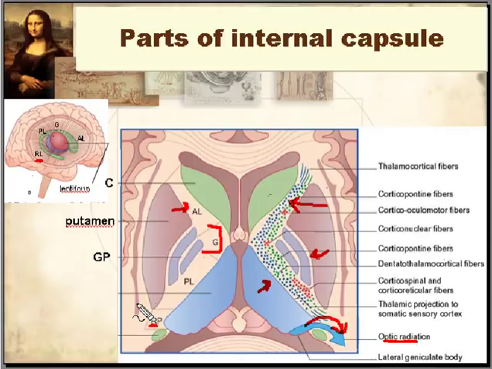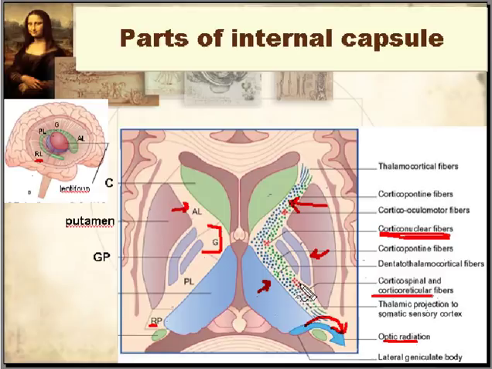Now, if you look at the internal capsule, you will see the important tracts that we need to know of. Related to the genu, we have the corticonuclear fibers. So these are the fibers which are going to the cranial nerve nuclei. And in the posterior limb, we have the corticospinal fibers. So these are the descending tracts and the areas where they are present.